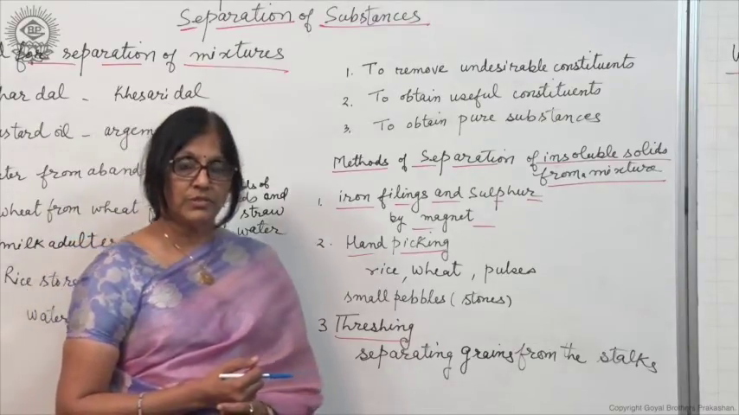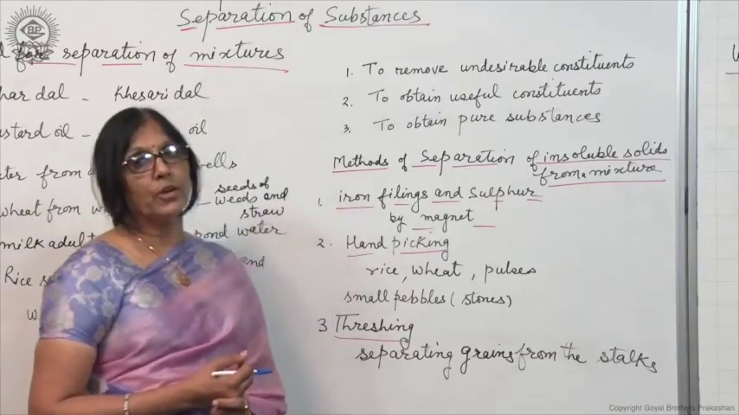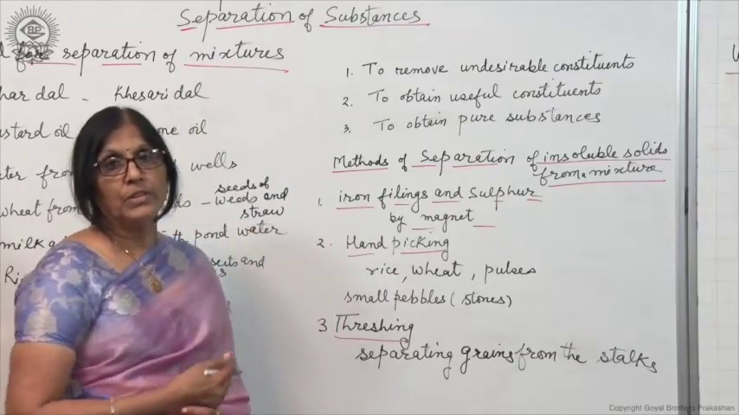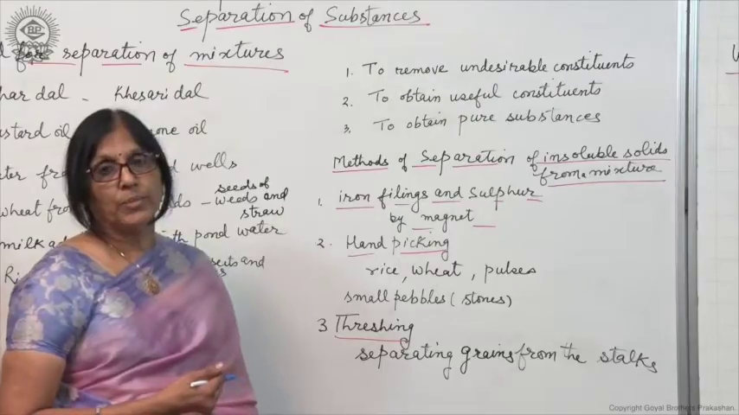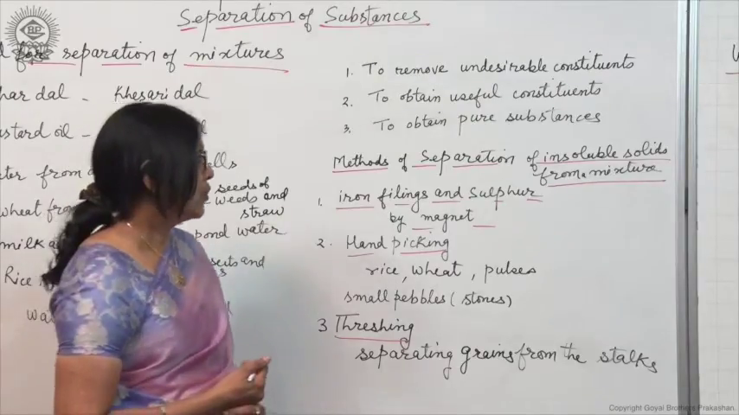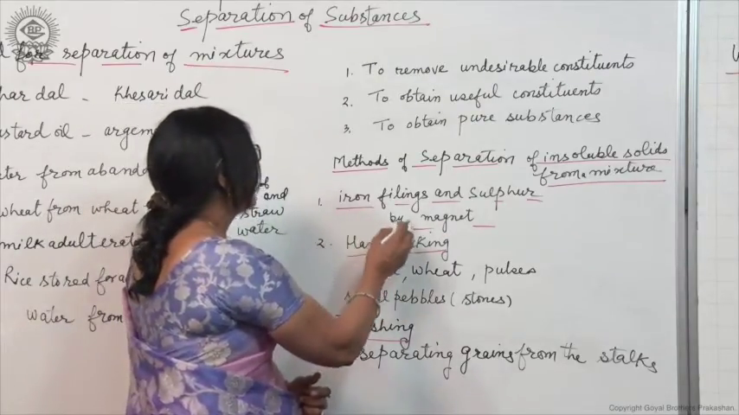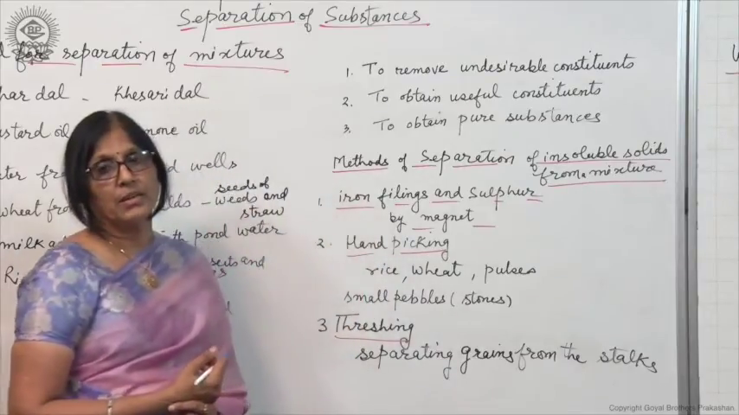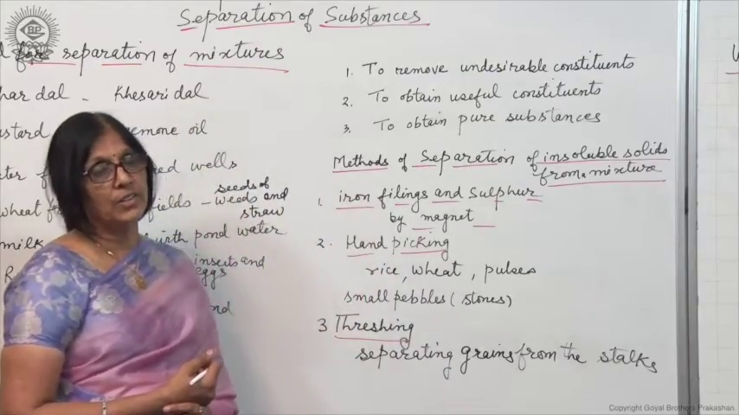So let us now discuss various methods of separation of mixtures. First of all, we will discuss methods of separation of insoluble solids from a mixture. A very simple first mixture we are taking is a mixture of iron filings and sulfur.